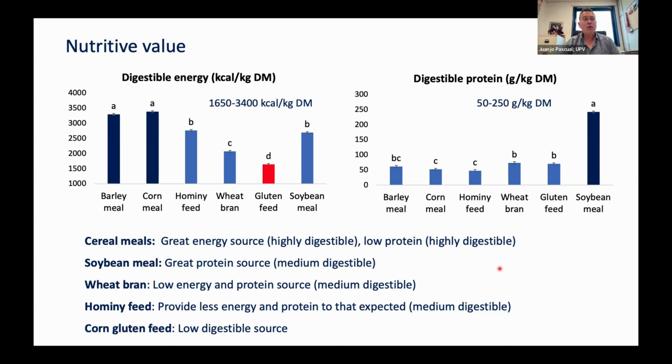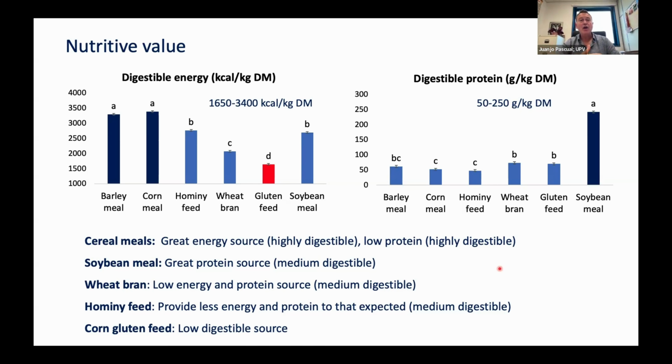And corn gluten feed, something very frequently used in broilers, for example, has a very, very low nutritional value in the case of the mealworm. So we must reject this type of raw material. With these values of digestible energy and digestible protein, for the first time we can start to formulate diets knowing the digestible energy and the digestible protein of the diet. And then we can use these diets in order to determine the nutritional requirements of this animal.